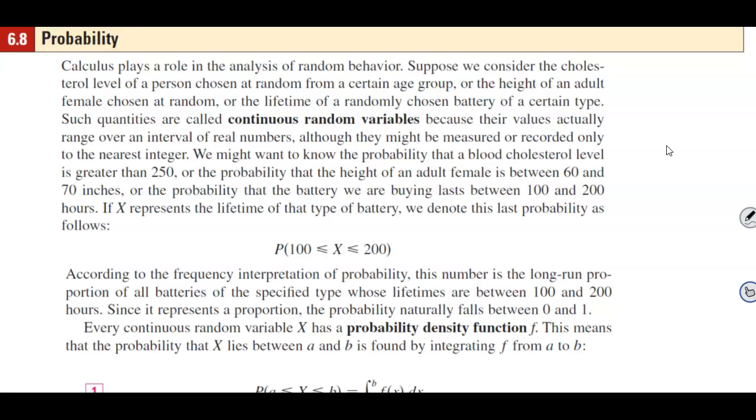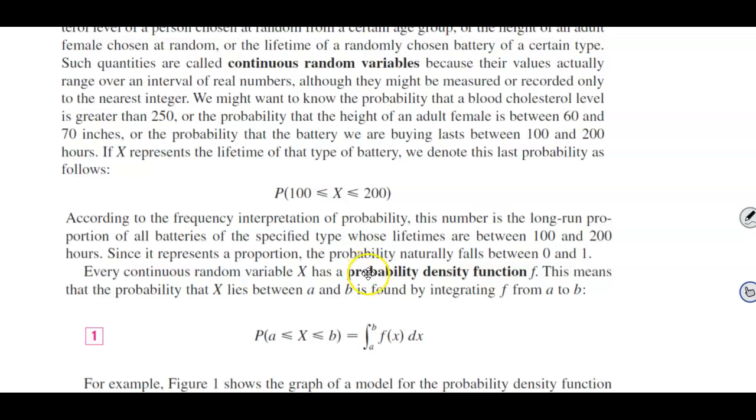If X represents the lifetime of that type of battery, we denote this last probability as follows, where the probability that X is in between 100 and 200 inclusive. According to the frequency interpretation of probability, this number is the long-run proportion of all batteries of the specified type whose lifetimes are between 100 and 200 hours. Since it represents a proportion, the probability naturally falls between 0 and 1.